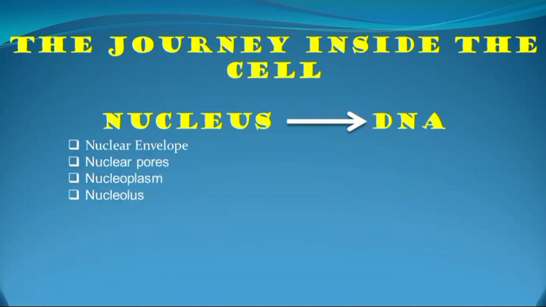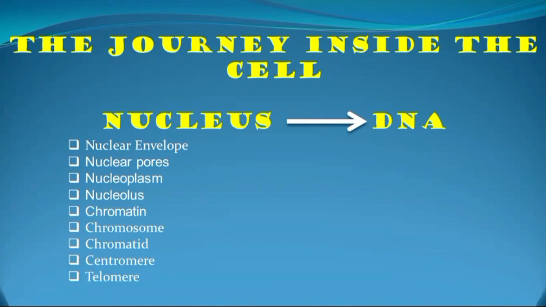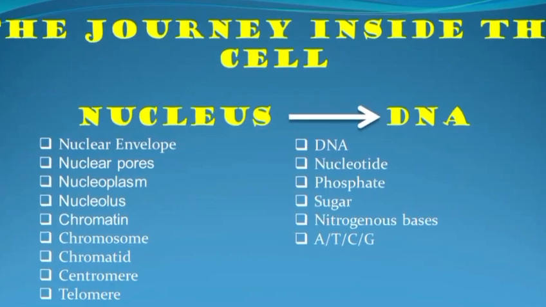By the end of this video, you will understand nucleus, nuclear membrane, nuclear envelope, nuclear pore, nucleolus, chromatin, chromosomes, chromatids, centromere, DNA, nucleotides, and DNA nucleotide bases, A, T, C, G. So let's go inside the cell.